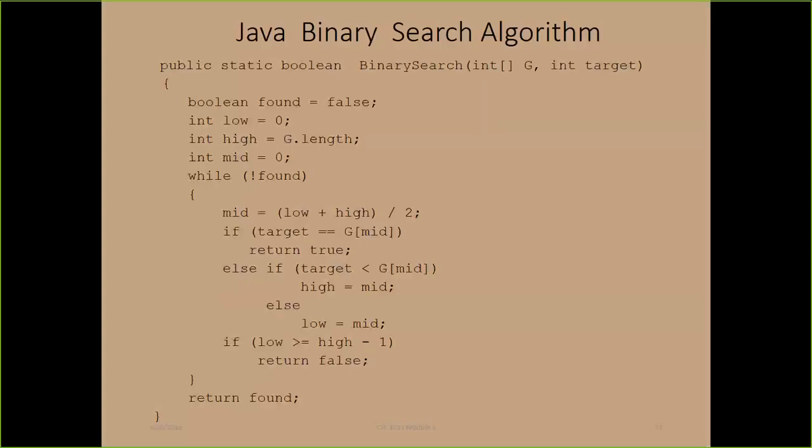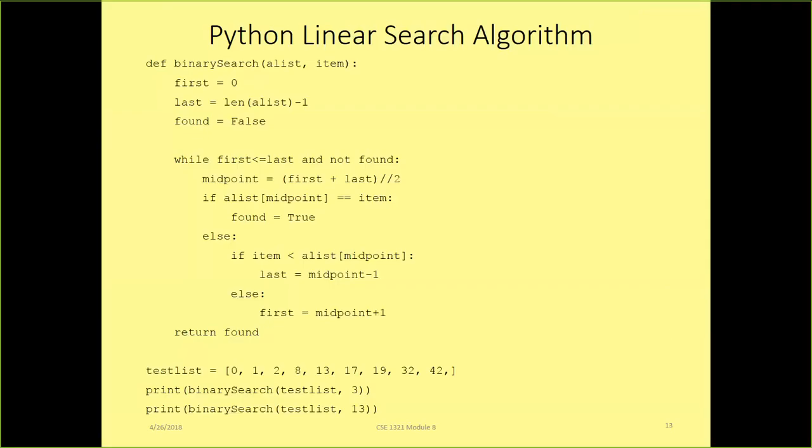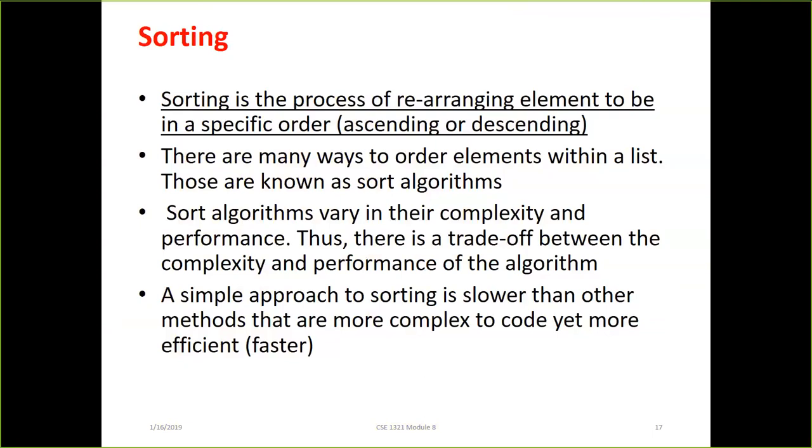This is the code snippet for a binary search algorithm in Java, and this is in C#. These are only code snippets, they will not run by themselves. You have to put this code in a complete method, a main method. But I have my program, and I will show you how in our next class. This is the Python code, and then let's go through sorting algorithms.